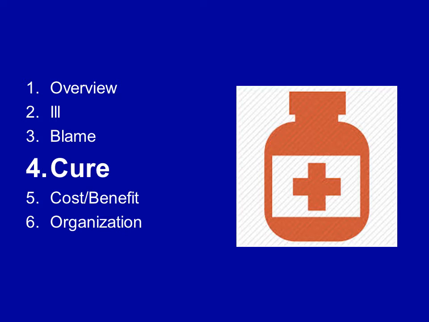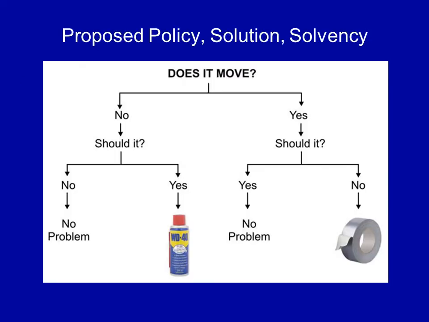When it comes around to policy advocacy, the cure is the proposed policy or the solution or the solvency. These are all some various terms that we're going to use. I include this diagram mostly for fun, but also because it illustrates that some problem solving is simple. If something isn't moving and it should, we fix it with WD-40. If something is moving and it shouldn't, we fix it with duct tape.